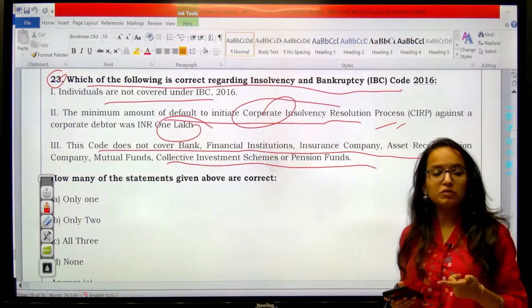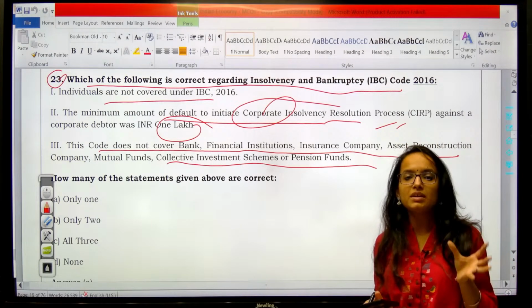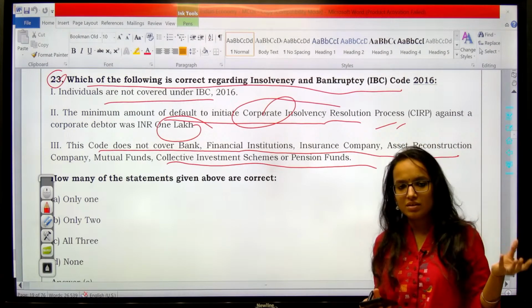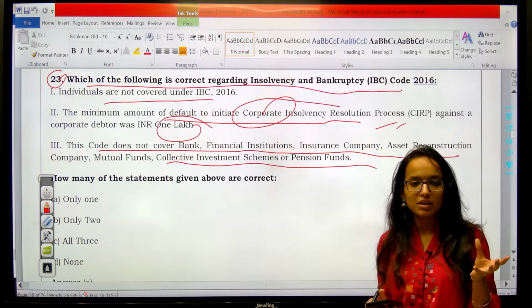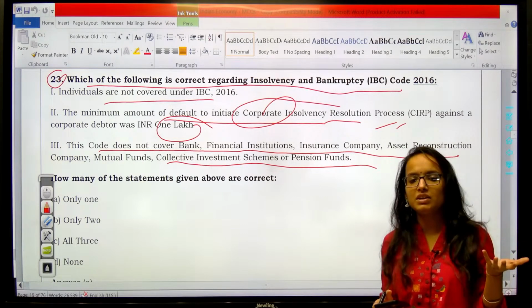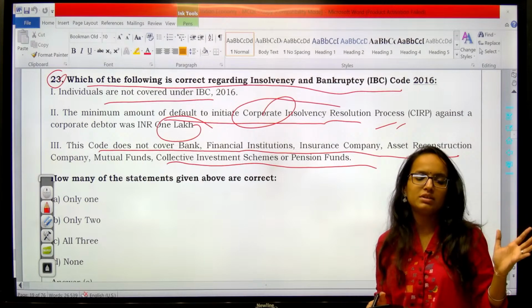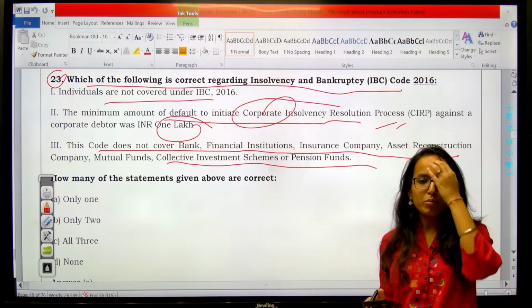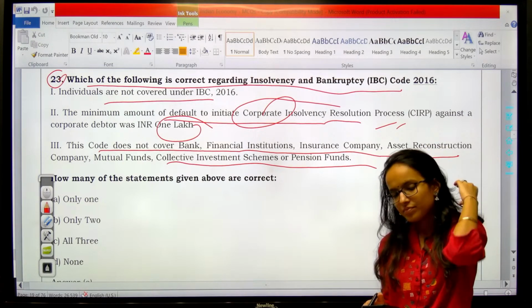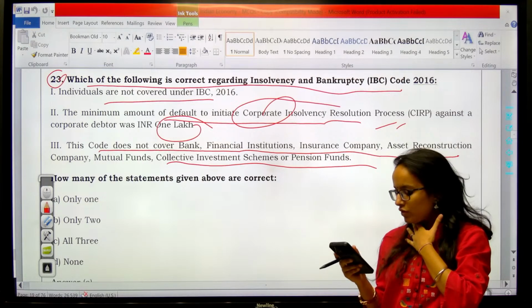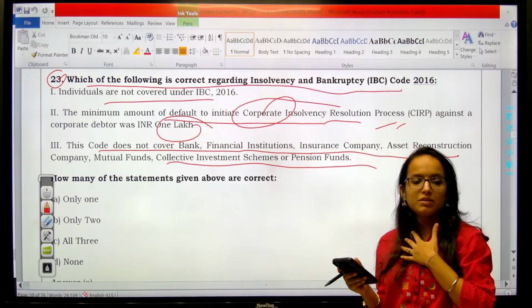IBC is also one of the important topics because NPA is a bigger problem for India and we have been addressing it. Regarding NPA, you have several initiatives. One of the biggest initiatives is your IBC, for addressing the problem of non-performing assets. Which of them are correct? Any answers? I am waiting for your responses.